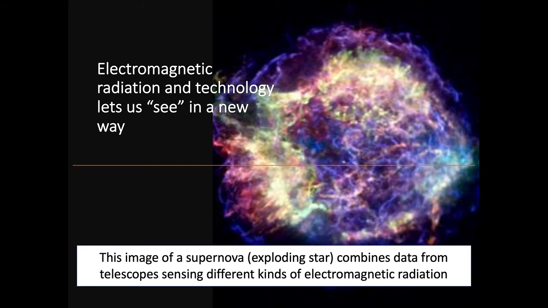Electromagnetic radiation and technology often let us see in a new way. So this picture here is a picture of a supernova, which is an exploding star. The reason why we can see all these things in space is because we have telescopes that can sense or kind of see different types of electromagnetic radiation. So we have certain telescopes that can give us infrared views of the universe or X-ray views of the universe, which can let us see different kind of things in space.